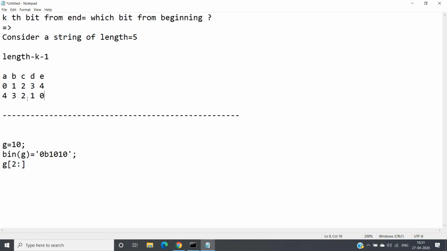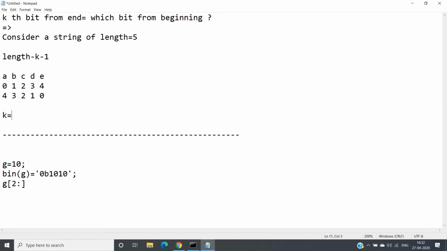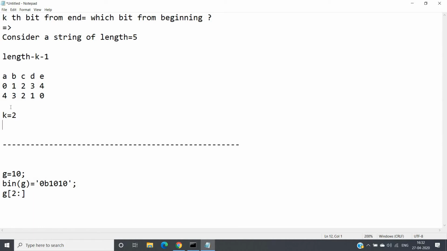So if you observe, the beautiful relation is: if a particular character is having kth index from the end, where the indexing is followed from the right hand side like this 0 1 2 3 4, then it will have the index length of the string minus k minus 1 from the beginning. See how it is happening. Suppose k equal to 2. What is the length of the string? 5. So k equal to 2, which is 0 1 2, from the end, this index, that is character c.